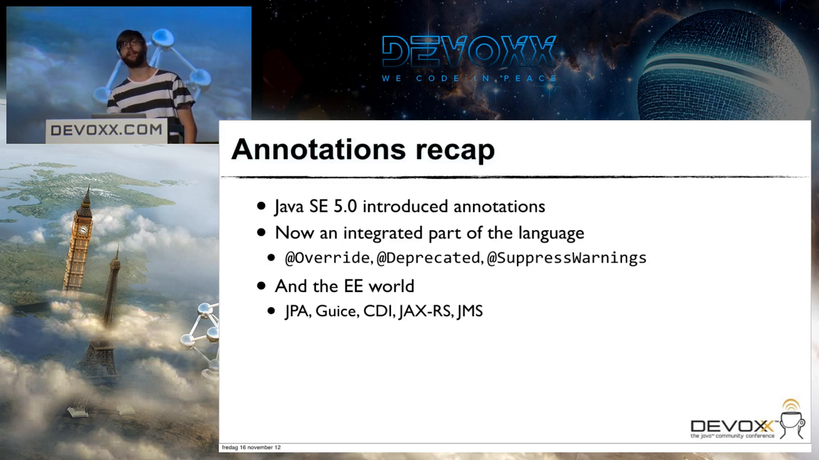Looking back, annotations were introduced in Java SE 5. And since then, they've become a key feature of the language. For example, we have Override, Deprecated and SuppressWarnings that directly affect your source code and the compilation of your source code. And also the EE world has come to like annotations. Here's a bunch of acronyms for technologies and projects that use them: JPA, Guice, CDI, JAX-RS, JMS. Basically, everyone uses annotations, and I think that's fun because I work with them.